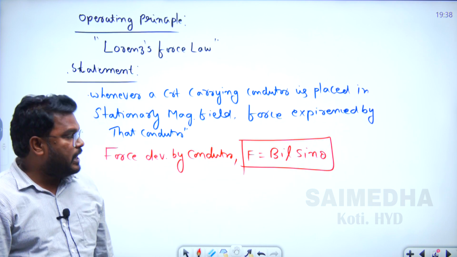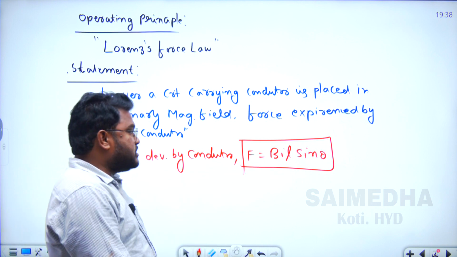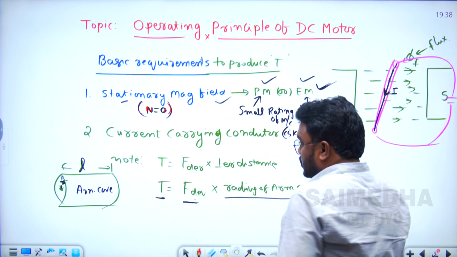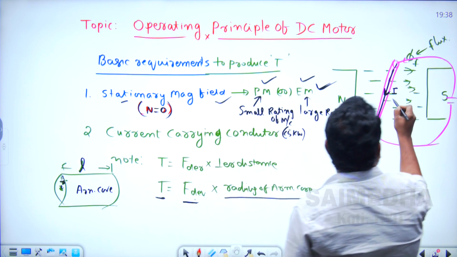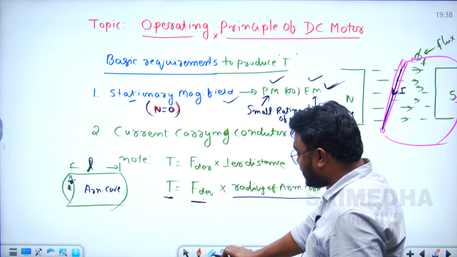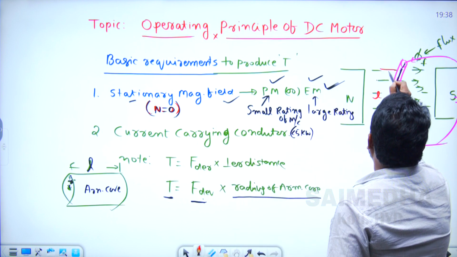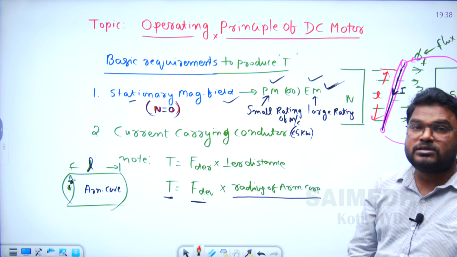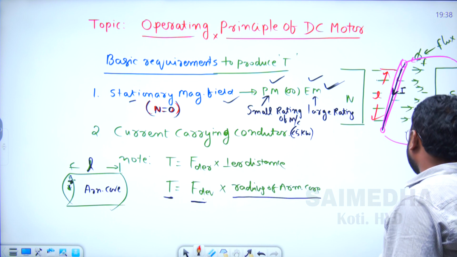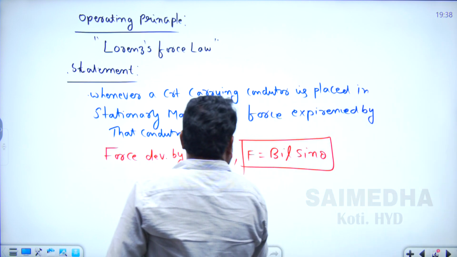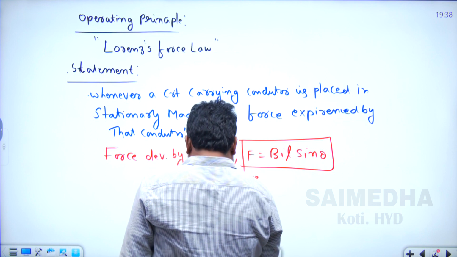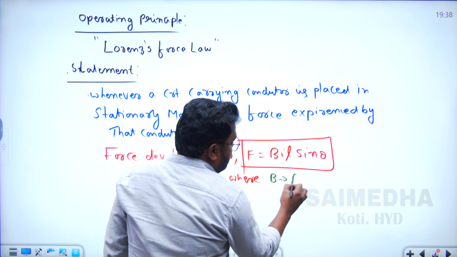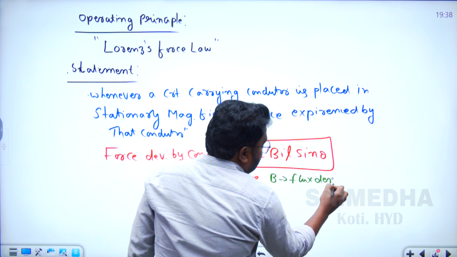Now we have a question, what is meant by B, what is the current I, and L is the actual length of the conductor. This actual length is not the axial length; the actual length of the conductor is the length of the conductor within the magnetic field. So the length of the conductor within the magnetic field is known as the actual length of the conductor. In this case B is the flux density. What is meant by B here? The flux density.